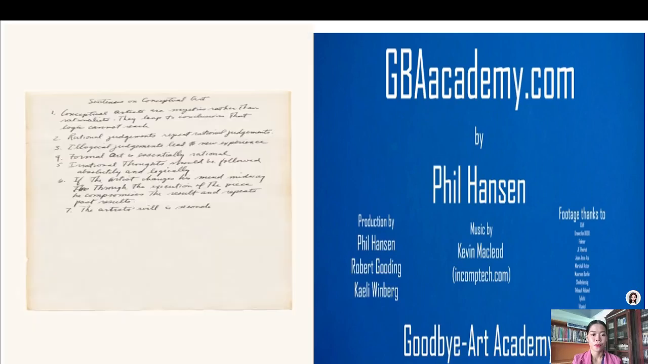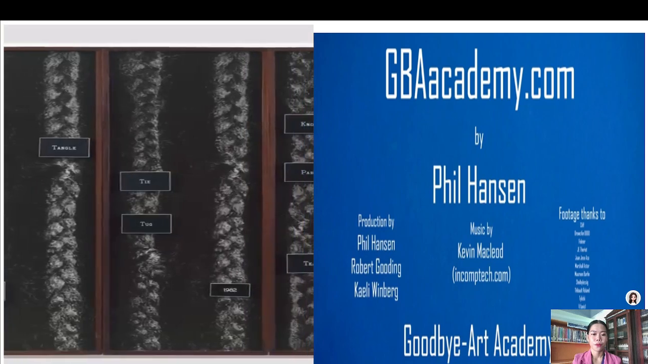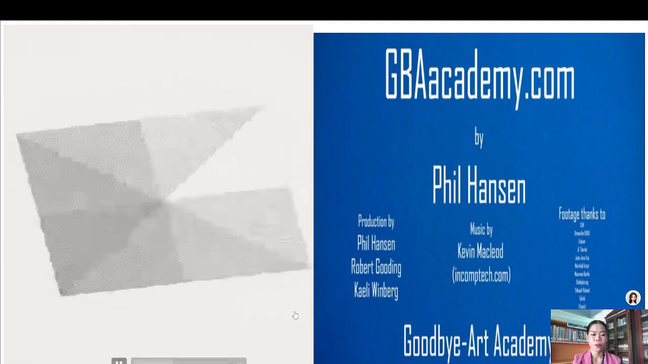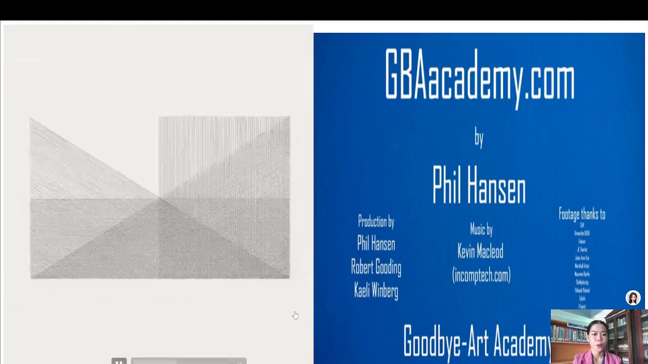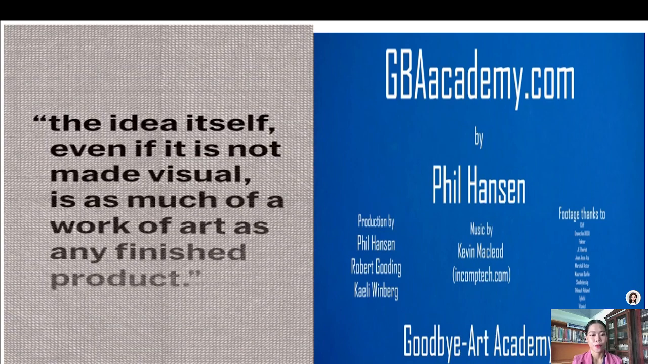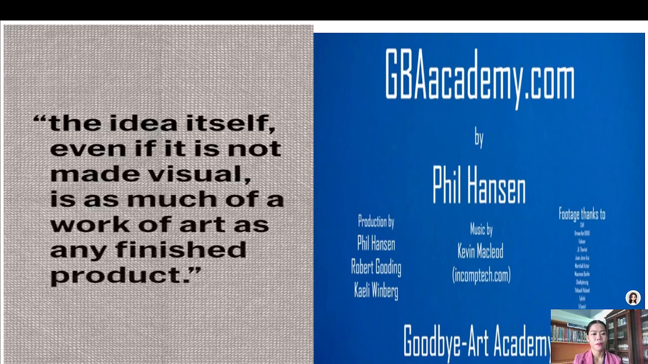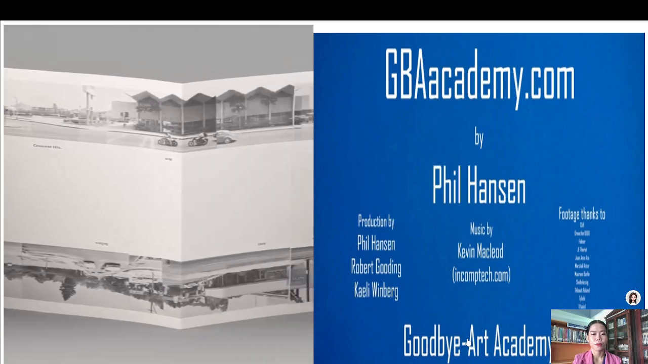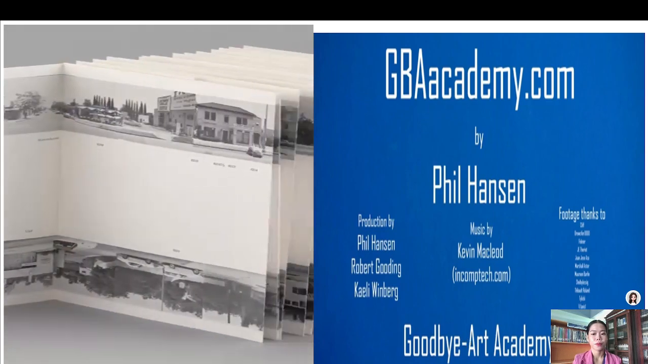In the 1960s and 70s, groups of artists made the case that the concept or idea behind a work of art is the most important thing about it. One conceptual artist, Sol LeWitt, wrote in 1967, "The idea itself, even if it is not made visual, is as much a work of art as any finished product."